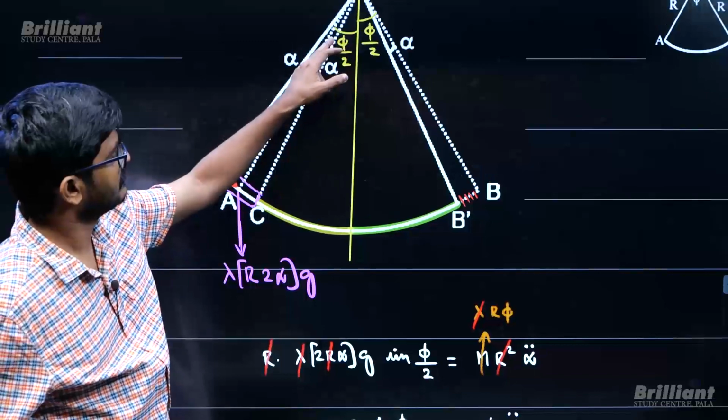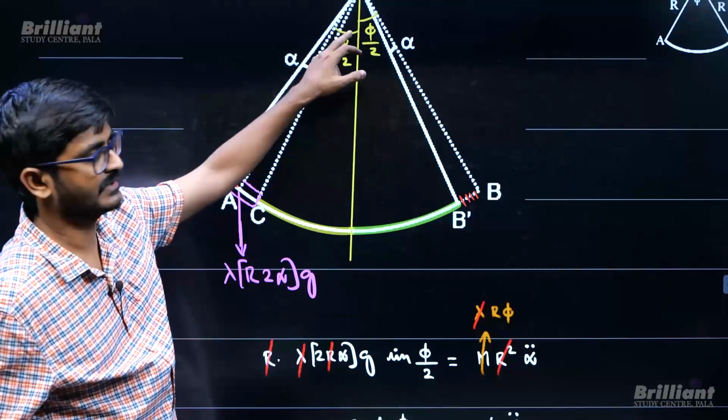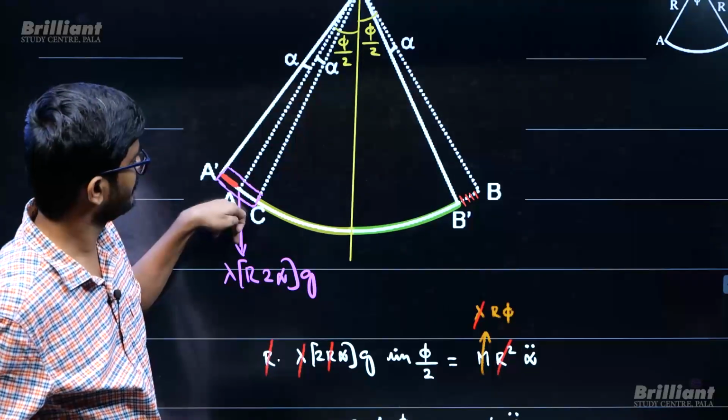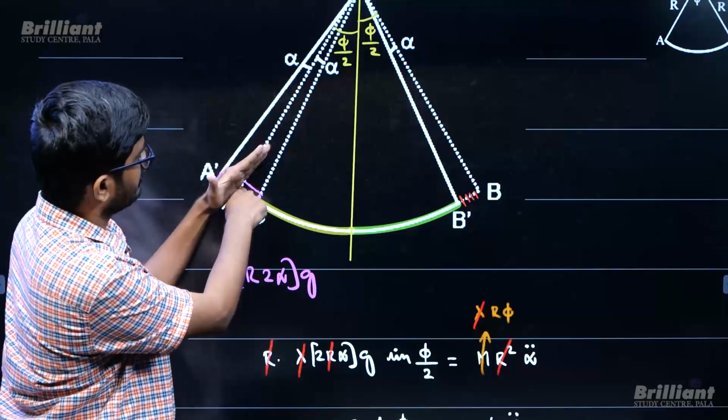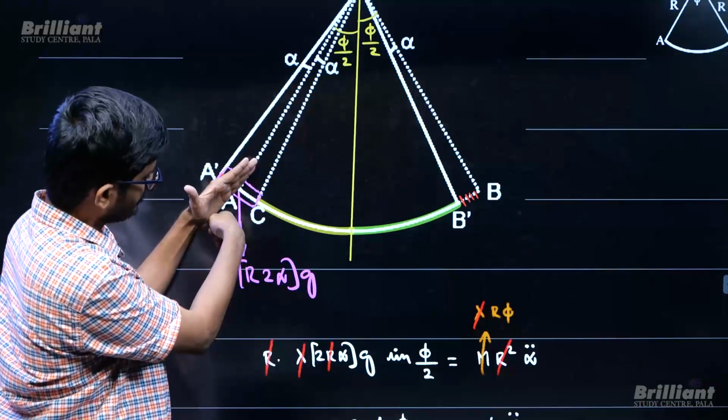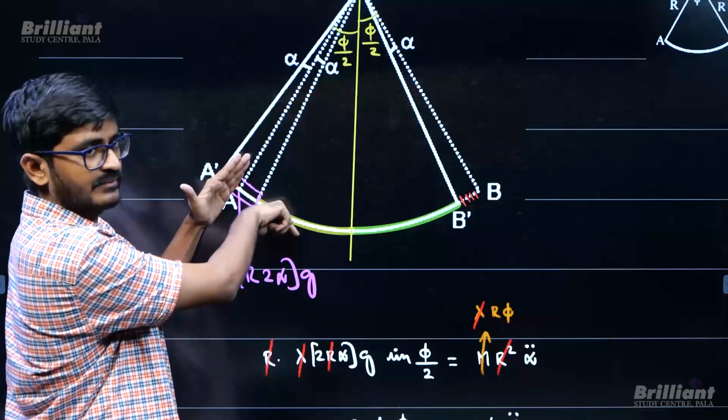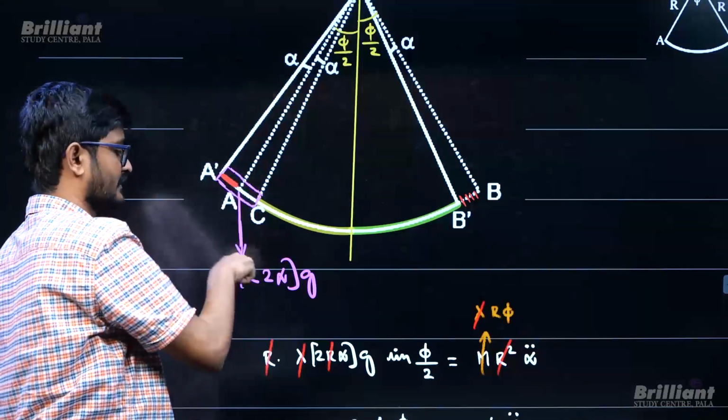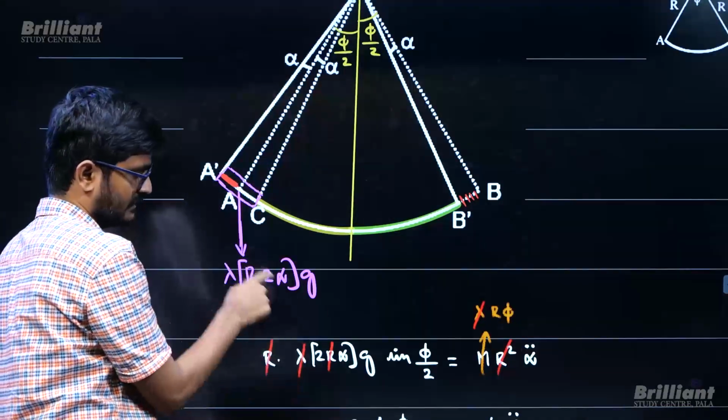These angles are small, so phi by 2 you can take. So this will be making phi by 2 with this one. So this component will be cos phi by 2, this component will be sin phi by 2. So torque will be r into this sin phi by 2, r into this sin phi by 2.